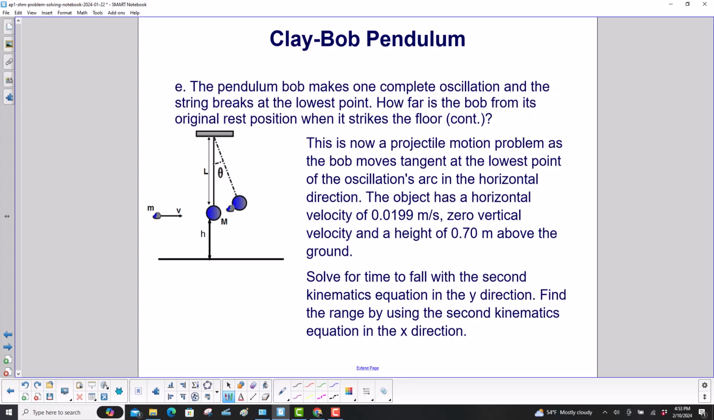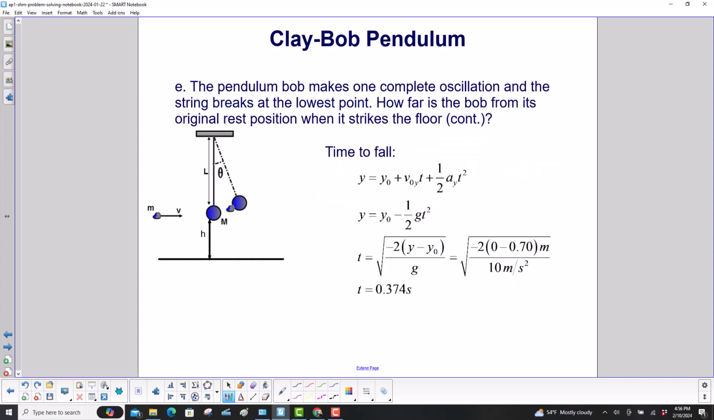This is now a projectile motion problem as the bob moves tangent at its lowest point of the oscillation's arc in the horizontal direction. The object has a horizontal velocity of 0.0199 meters per second, 0 vertical velocity, and a height of 0.70 meters above the ground. Solve for the time to fall with the second kinematics equation in the y direction. Then find the range by using the second kinematics equation in the x direction.